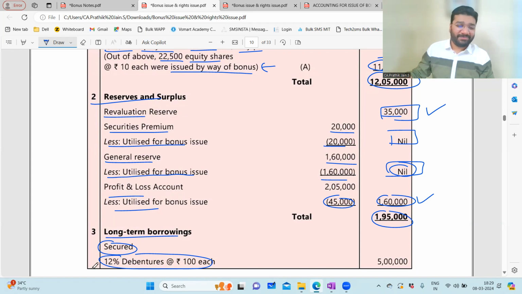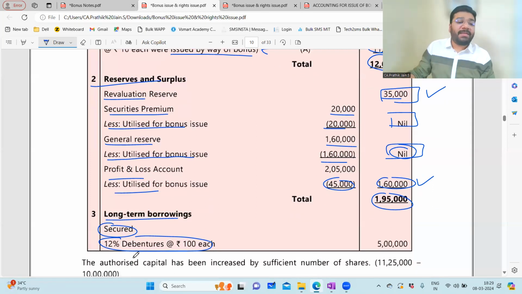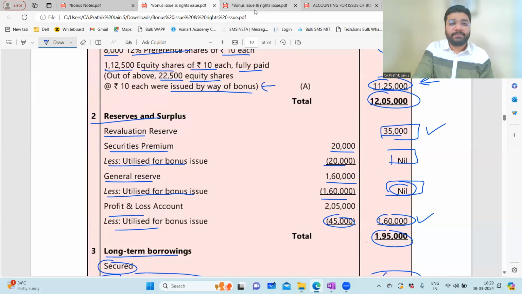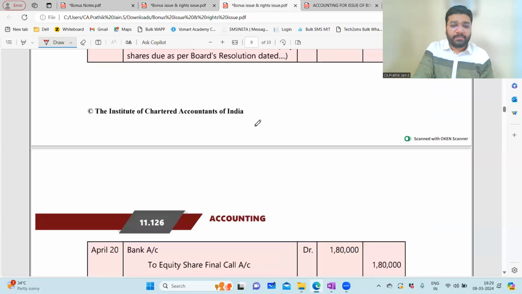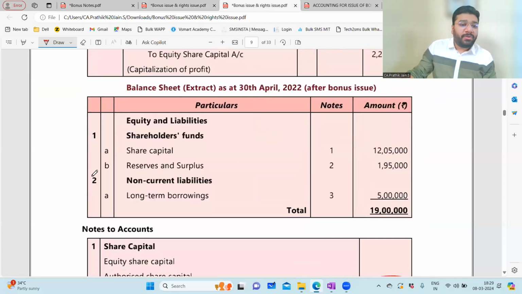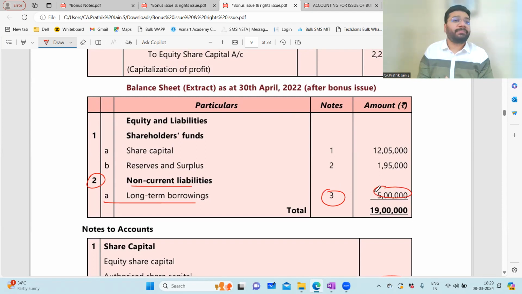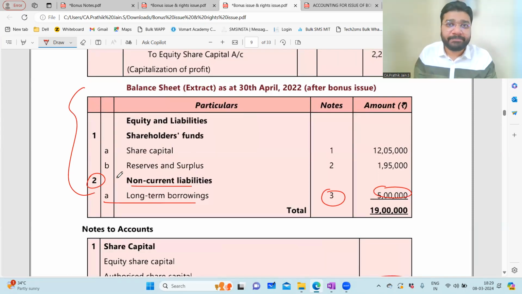Very good. Anyways, so 12% debenture of 100 each, 5 lakh rupees. So in the face of the balance sheet, 2 will be non-current liability. Under that, A, long-term borrowing. Note number 3, 5 lakh rupees. This is the presentation. So I'll give you 4 minutes of time to complete this balance sheet as well as the notes to accounts. Don't copy, just try to recollect from memory whatever you have learned so far. 3 minutes, guys. Fatafat.